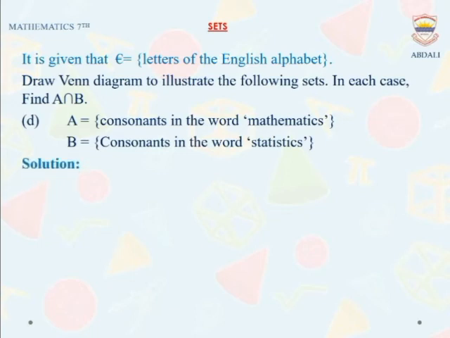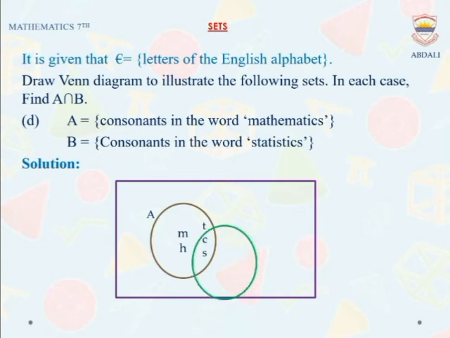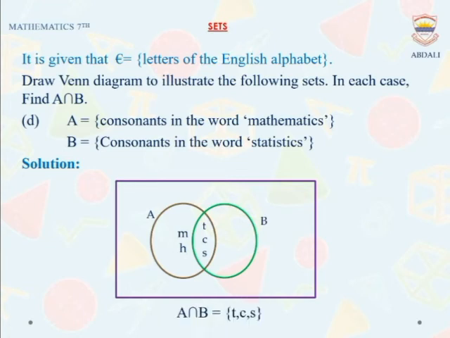Firstly, we will draw our universal set, and after that we will draw our A set, and we will write all the elements of set A, which are M, H, T, C and S. And after that we will draw our set B, and we will write all its elements, which are T, C and S. So now we can see that T, C and S are common to both sets. That's why our A intersection B will contain T, C and S.